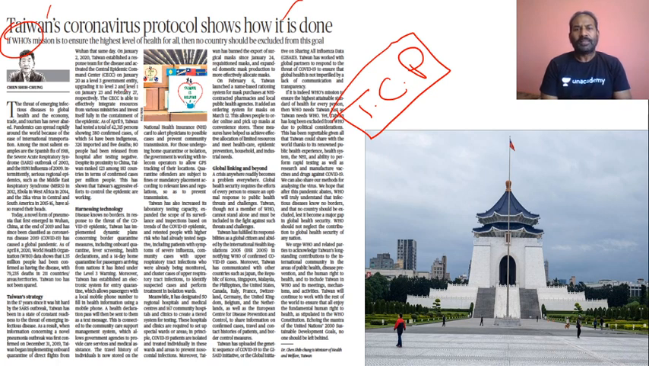Making sure that Taiwan, even though it is not part of WHO, at the time of COVID-19, at the time of the pandemic situation, has really helped all other countries follow the protocol that Taiwan or other Southeast Asian countries have followed.